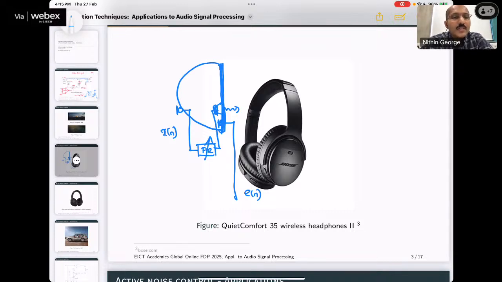So this is one possible formulation. I am not explaining this because this could be part of an adaptive filtering course. Here we are going to use a very different method for doing noise cancellation, not the traditional adaptive filtering method. Okay, fine.